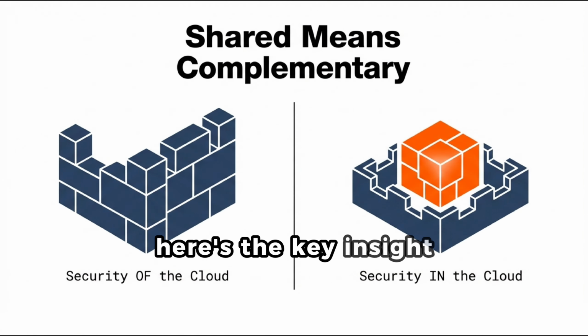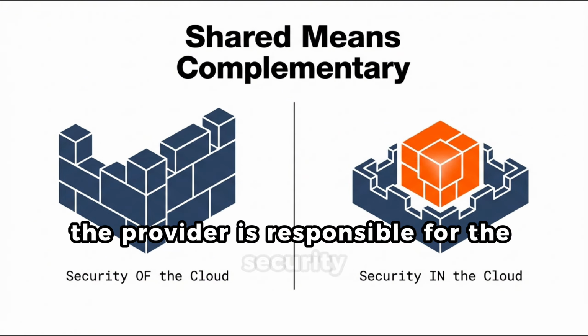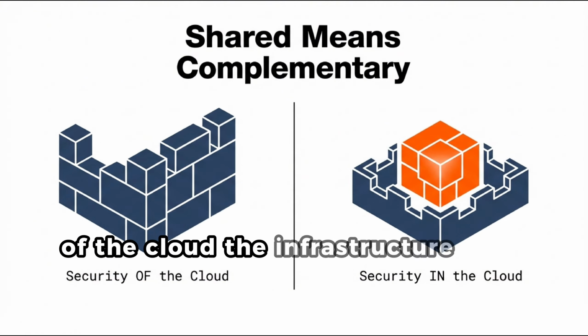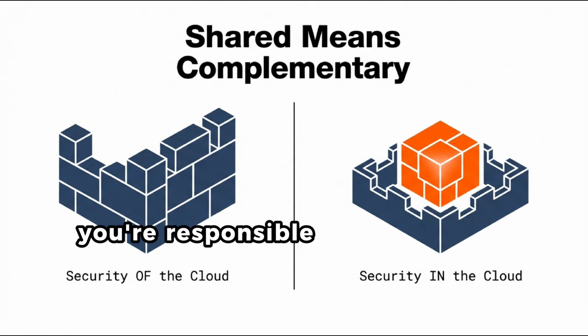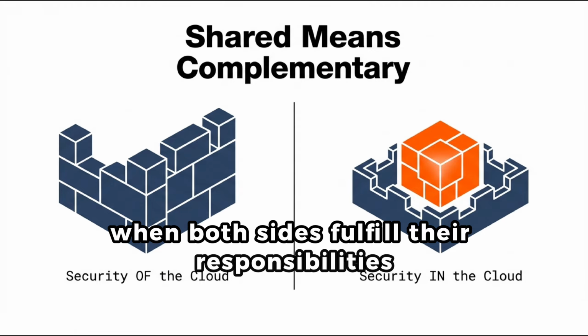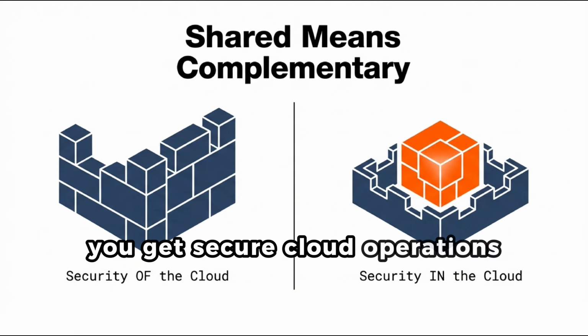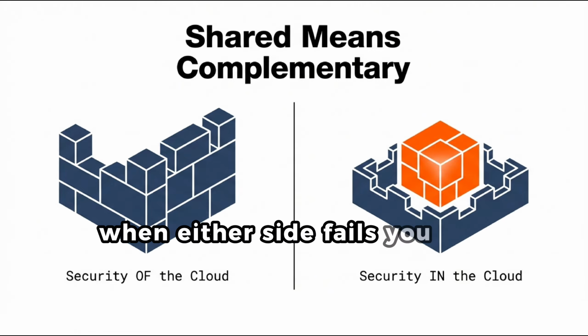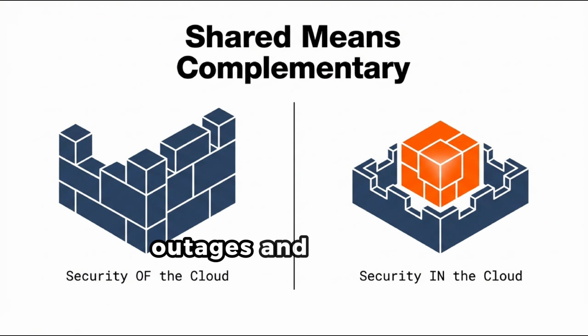Here's the key insight. The provider is responsible for the security of the cloud, the infrastructure itself. You're responsible for security in the cloud, how you use that infrastructure. When both sides fulfill their responsibilities, you get secure cloud operations. When either side fails, you get breaches, outages, and problems.